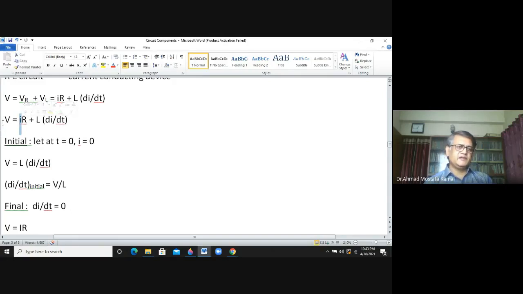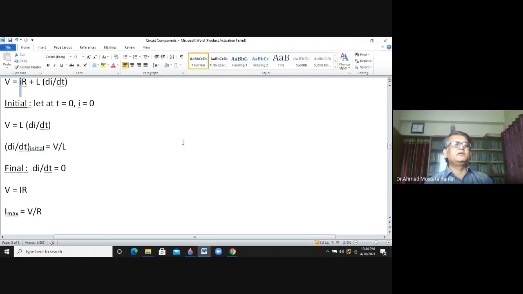So if it is 0, then this voltage equation becomes V equal to 0 plus L di by dt. That means V equal to L di by dt. So you can write the di by dt equal to V by L. Okay, but I have written initial because this is true for initial condition. Okay, initial time. This is equal to V by L, and that will give you the meaning of inductance. Listen carefully. That will give you the meaning of the inductance and function of inductance in terms of current.